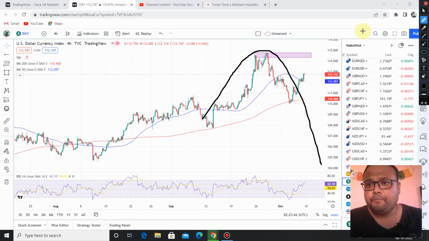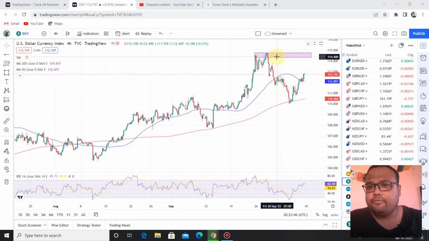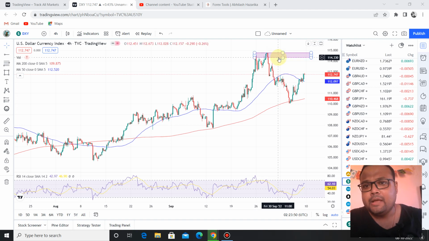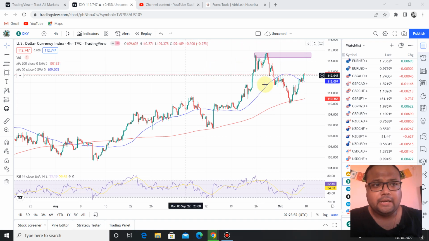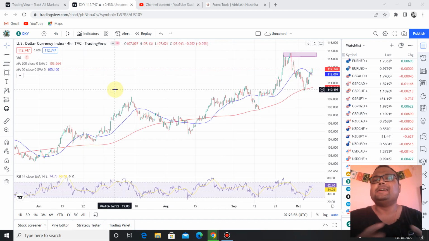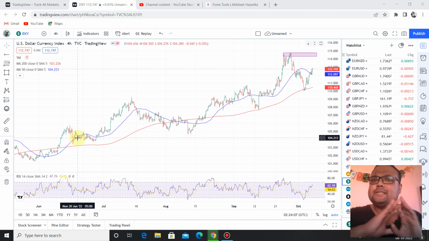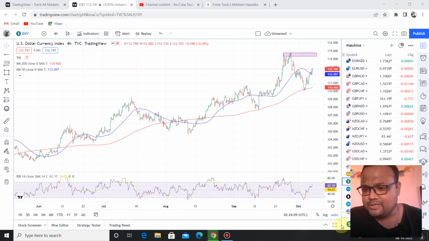So DXY is approaching the 114.50, 114.60 level, and this is a resistance zone for DXY. Usually in an uptrend market like this, previous highs do not work, but in this case there is something special that I would like to show you. Overall DXY is in an uptrend, there is no doubt about it.